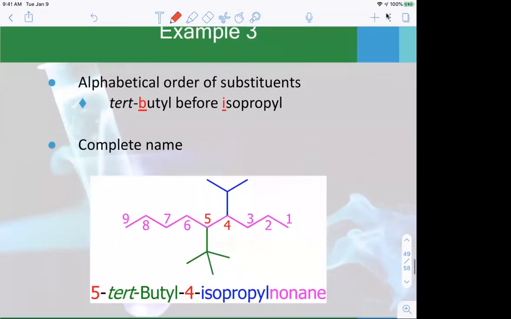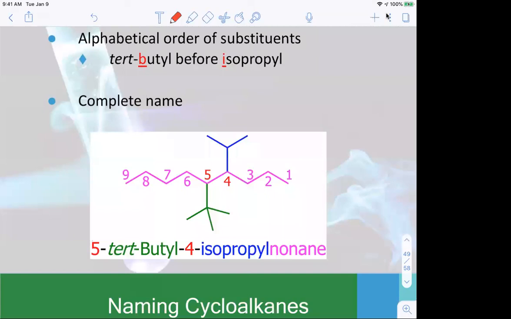So the complete name is going to be, remember, B comes before I, and yes, I is used in the alphabetizing system. Remember, iso is not excluded unlike some of these others. And what I'm going to have is 5-tert-butyl-4-isopropylnonane.